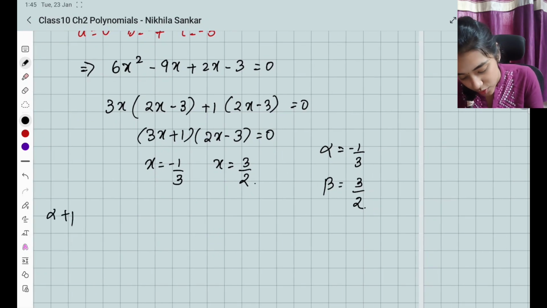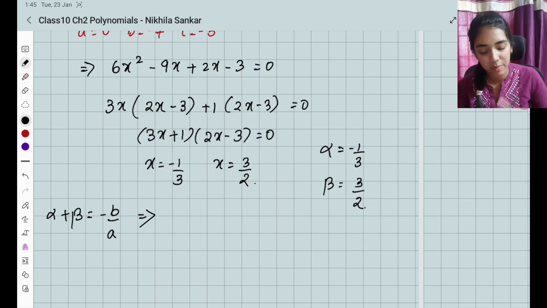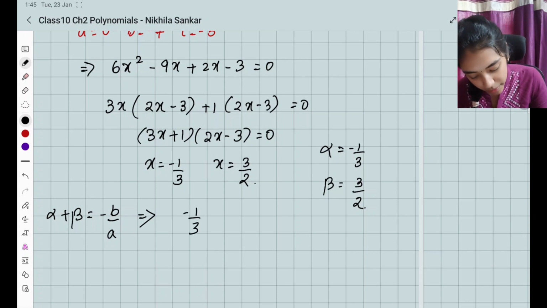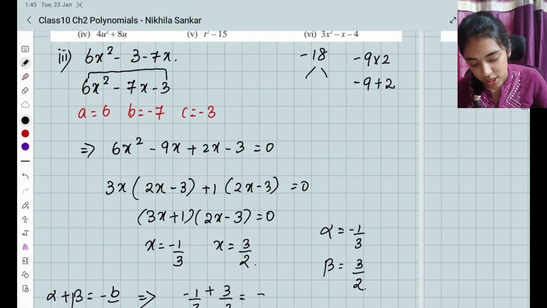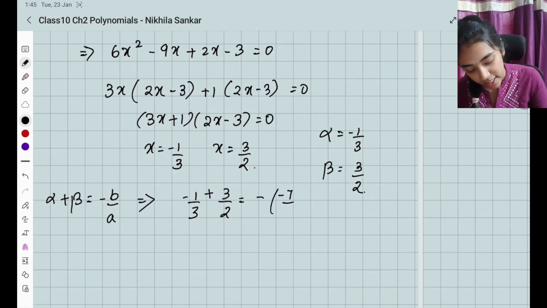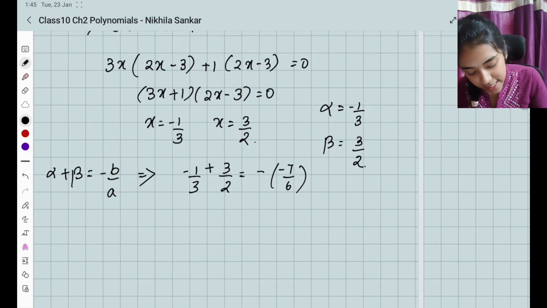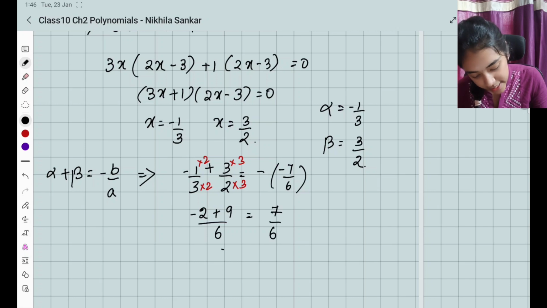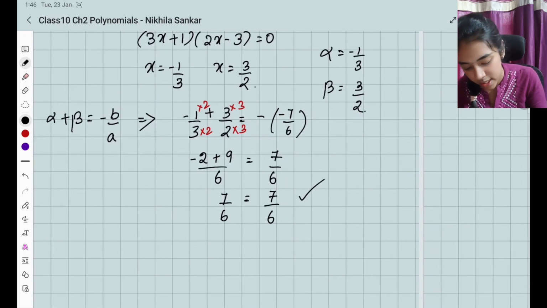Now the sum of zeros. So alpha plus beta equals minus b divided by a. In the equation la ezhudunga, exam la ellavatiyum ezhudunga. So this is minus 1 by 3 plus 3 by 2 equals minus b by a, which is minus 7 divided by 6. So minus 7 divided by 6. When I take the LCM, I can multiply this by 2 and this by 3. Okay, so this is going to be minus 2 plus 9 divided by 6 equals 7 by 6. So 7 by 6 equals 7 divided by 6. So hence verified.